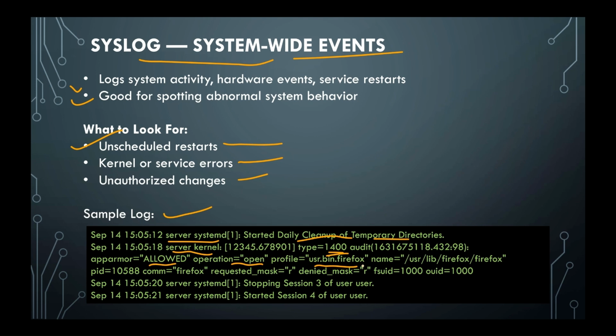So detection tips are like service restarts or system reboots at unexpected times can indicate malicious activity, system tampering, or backdoor installation. Look for any unusual kernel messages or denied operations, especially related to AppArmor or SELinux, which might indicate an attacker's effort to evade detection.